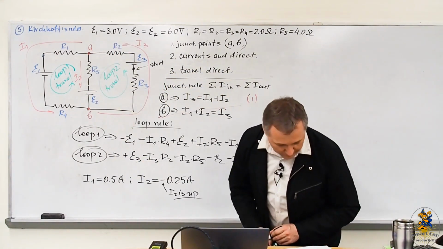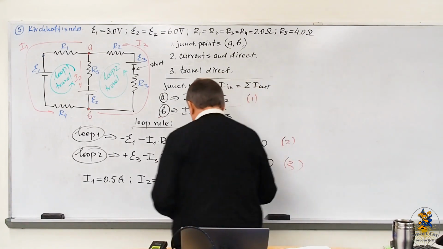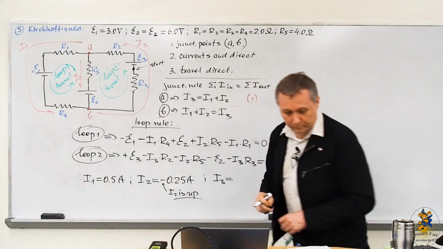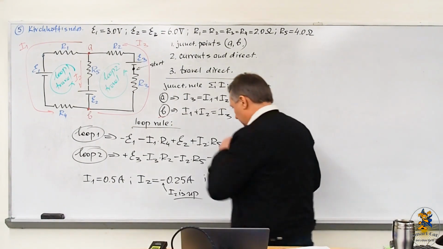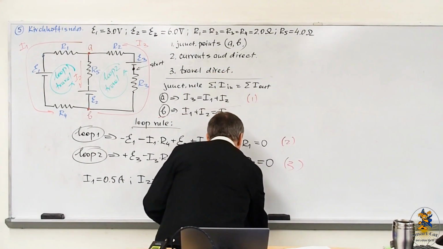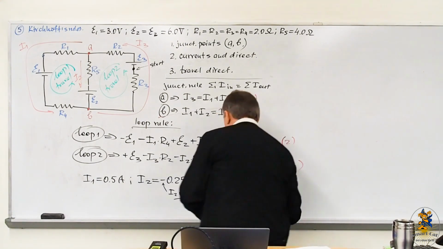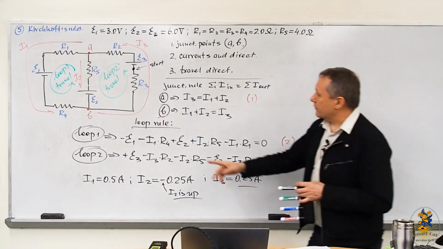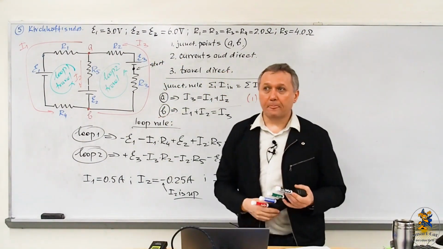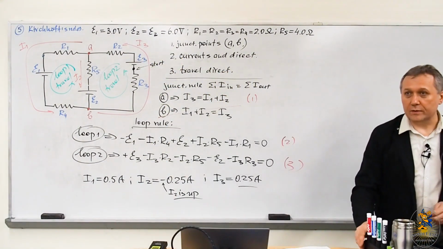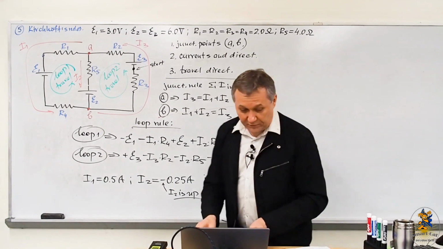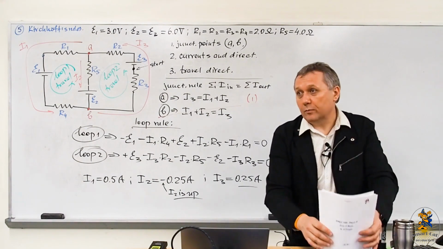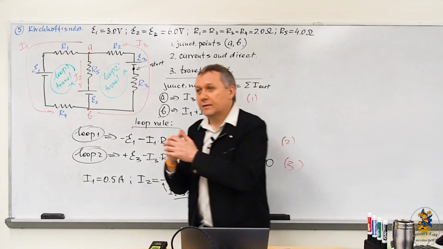And the last current is actually positive again. So I3 equals 0.25 amps. So the current is positive. It means that this direction of current I3 is actually correct. In both cases, whether you guessed it right or guessed it wrong, you'll solve the problem.